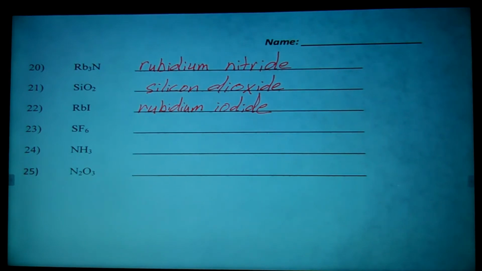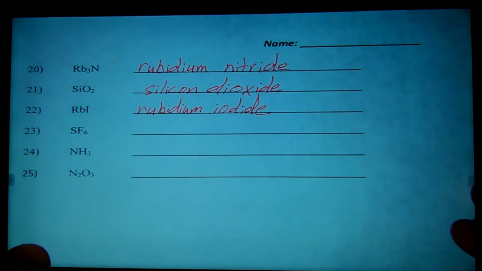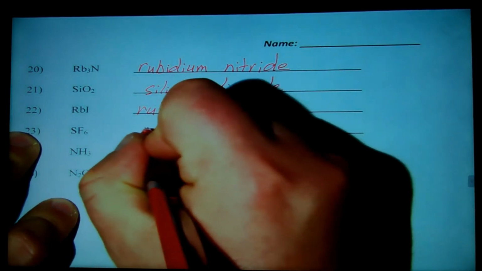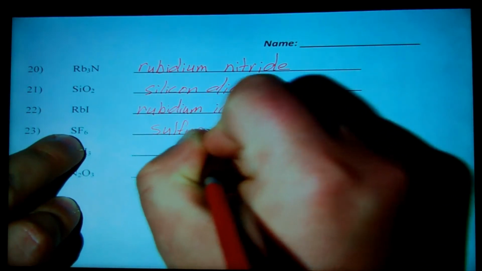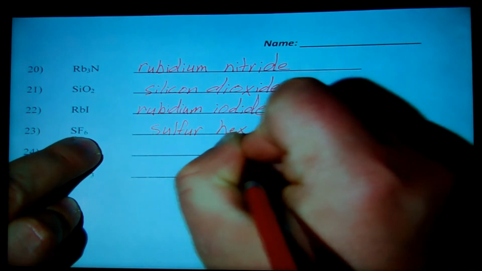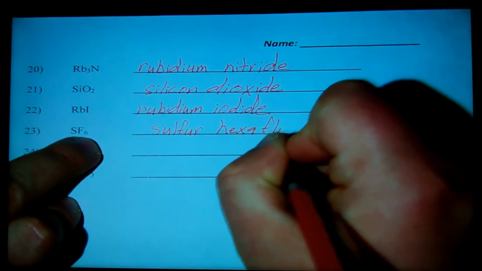Number 23, sulfur and fluorine. They're both nonmetals, so we will use the prefixes for the covalent rules. So there's only one sulfur, so sulfur. Hex, chloride.